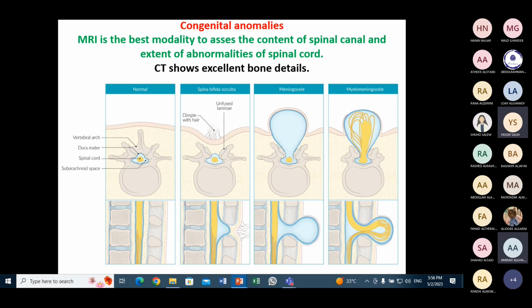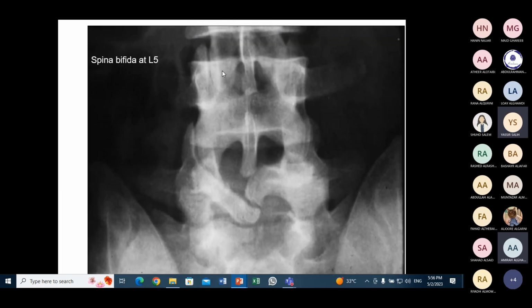MRI is the best modality to assess the spinal canal and the extent of abnormality of the spinal cord in congenital anomalies. CT can show the bony abnormality. But for the meninges and the spinal cord, as they are soft tissue, MRI is the best. This is a plain X-ray.